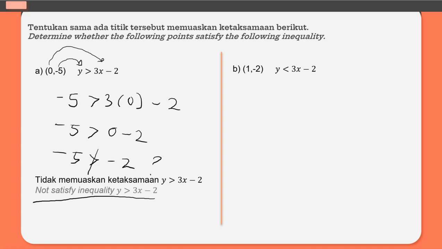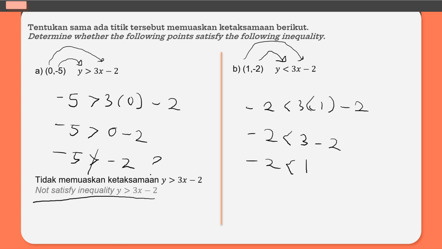We move on to the next example. Alright, so here y we have negative 2 and then x we have 1. Right, so we check. So negative 2 less than 3 times 1 minus 2. So negative 2 less than 3 times 1, you got 3 minus 2. So negative 2 less than 1. Is negative 2 less than 1? Does it satisfy? Of course, yes. Yeah. So it satisfies the inequality y less than 3x minus 2.